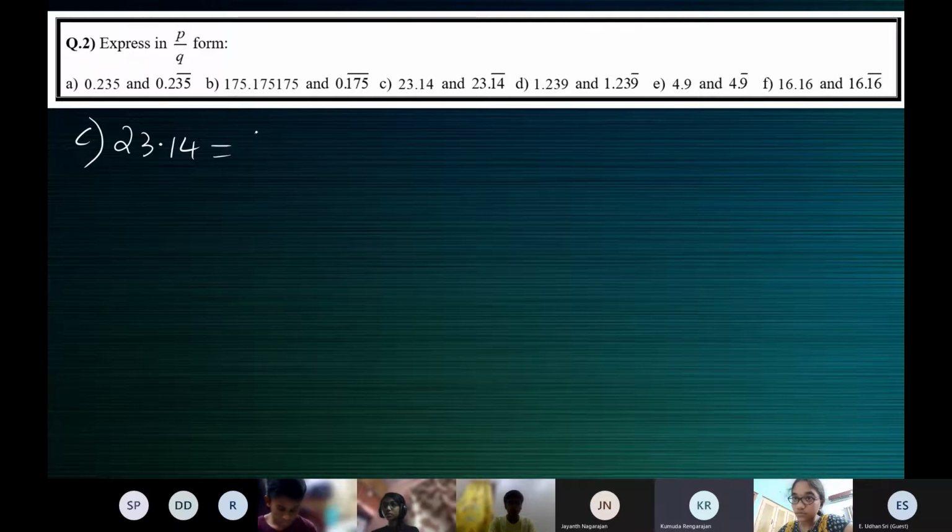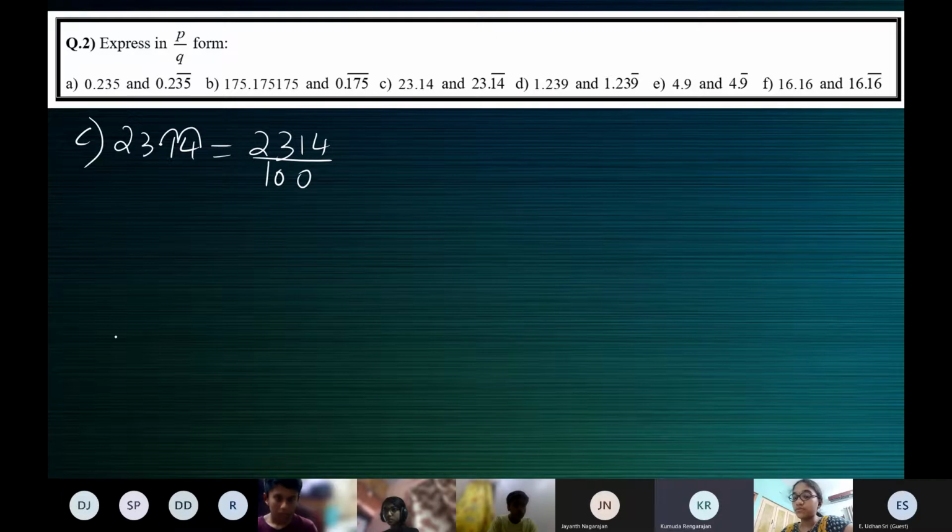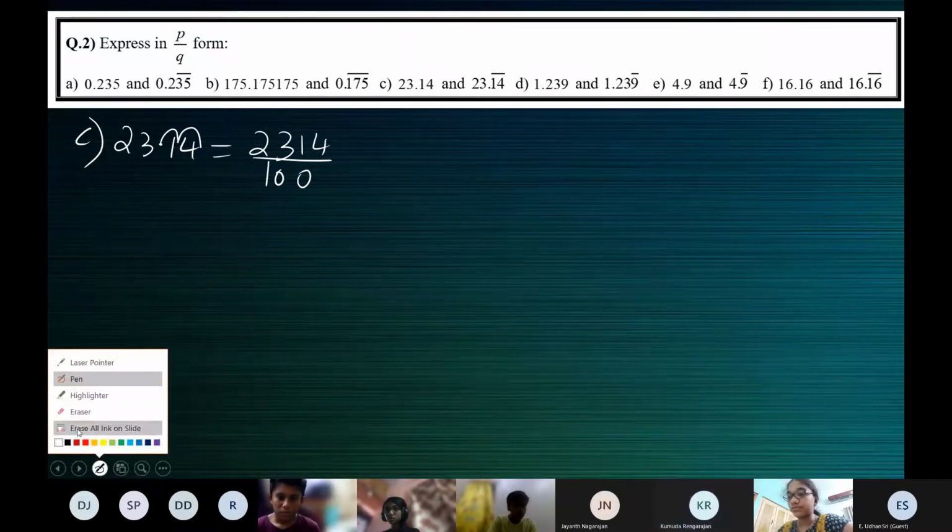23.14 is equal to 2314 divided by 100 or 1000? 100, because we need to move the decimal point by 2 places. So by 100. This we've been doing since I think 5th or 6th standard. So this is not new to you.